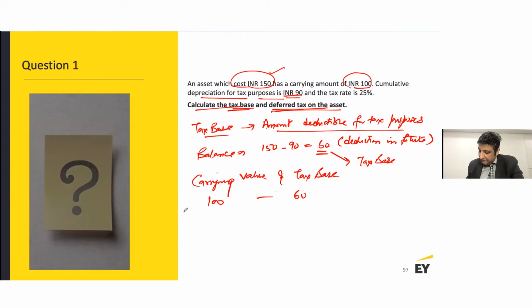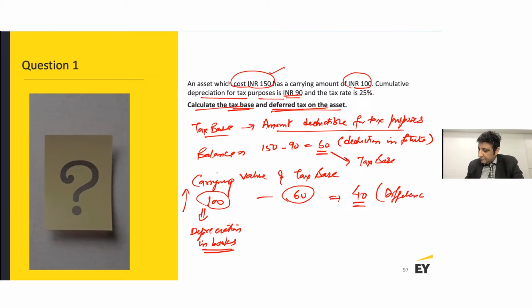Of course, the carrying value being higher than the tax base, it simply means that while you would be charging depreciation in the books to the extent of 100, in future the tax authorities will be giving you the reduction only to the extent of 60, which means that on the difference of 40, you would end up paying taxes in future.